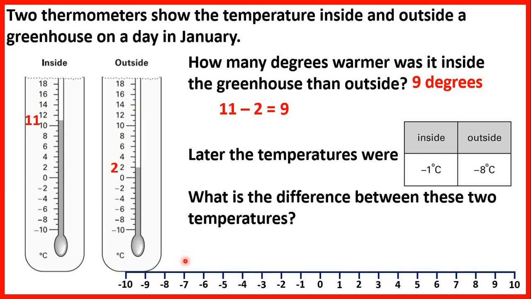So if we look at a number line, we can see that we have -8 outside, and we need to find the difference. So what do we need to add to -8 to get to the temperature inside, to get to -1? Well, from -8, we would need to count on 7, so the difference is 7 degrees.